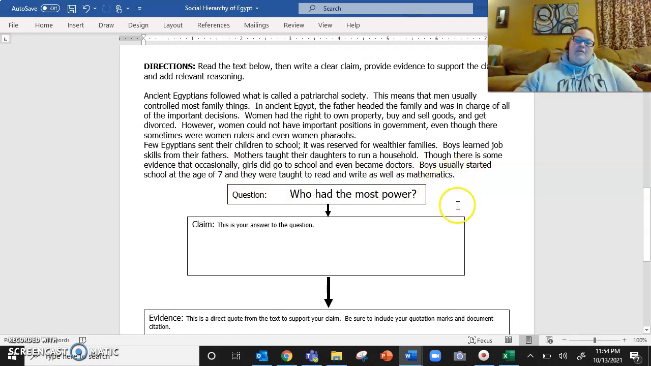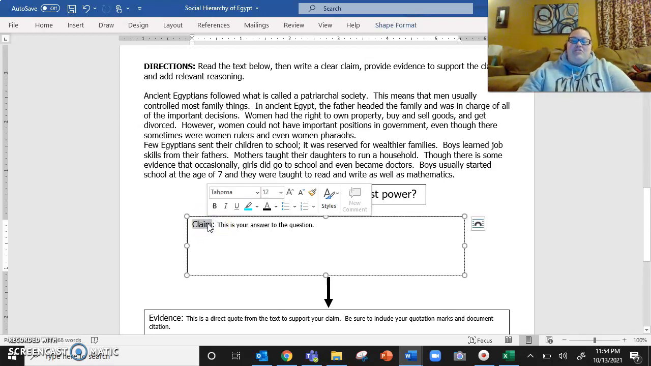So my question for you, my wonderful human beings, who had the most power? There's a couple different ways you can answer this. You can answer which gender had the most power. You could answer which class had the most power. You could answer which person had the most power. The thing is, as always, when you are writing a claim, I need you to be very solid and very clear.